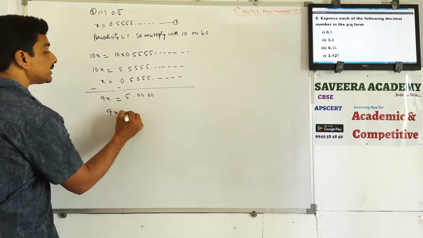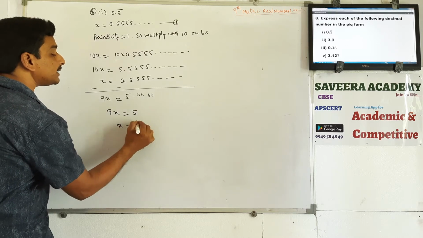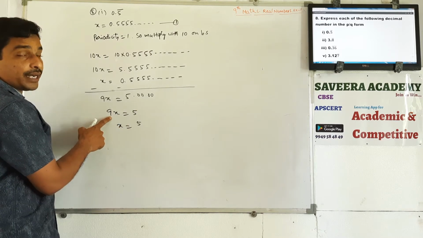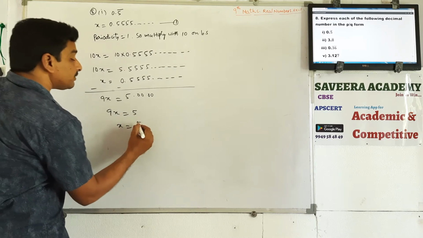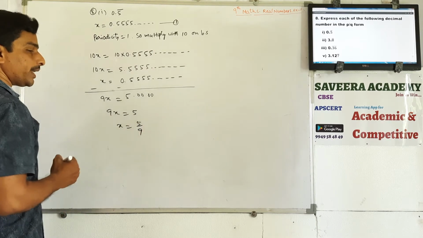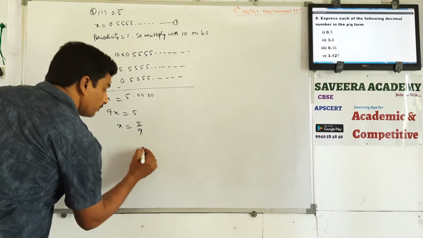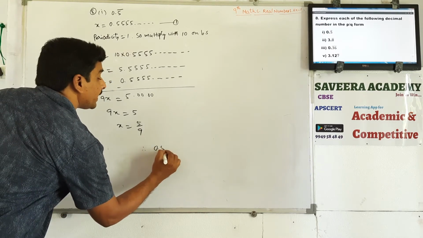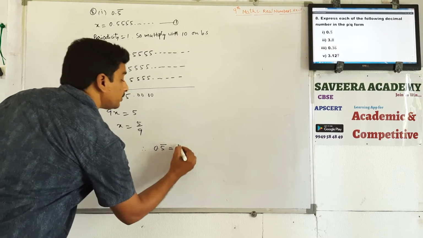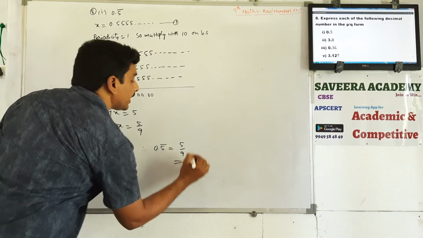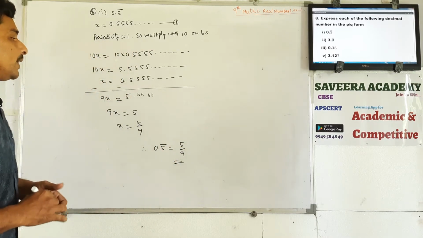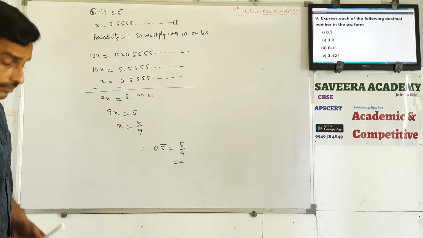Therefore 9x is equal to 5, therefore x is equal to 5 by 9. Here 9 is multiplying on the left side, so it divides when it goes to the right side. x is equal to 5 by 9. Therefore 0.5 bar is equal to 5 by 9. Okay.